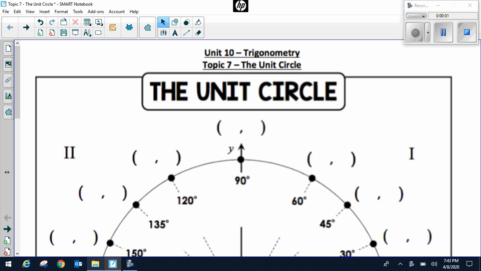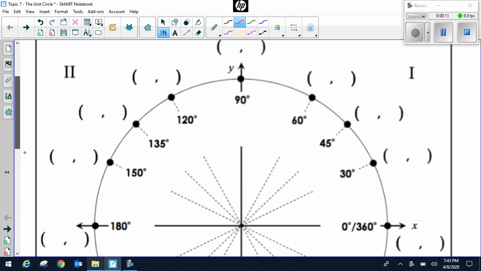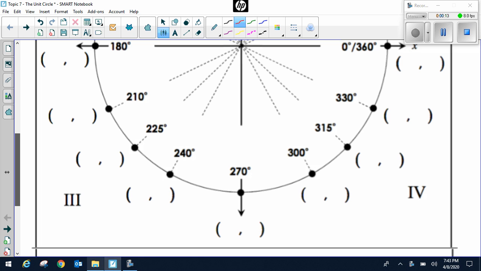So today we're going to talk about the unit circle. And the first thing that we need to tell you about is the unit circle is split up into four quadrants. You got quadrant 1, quadrant 2, quadrant 3, and quadrant 4.